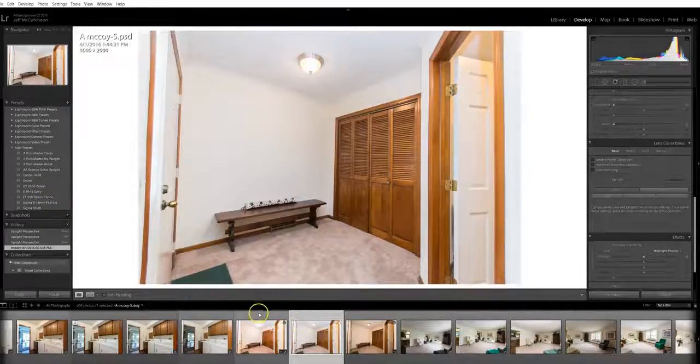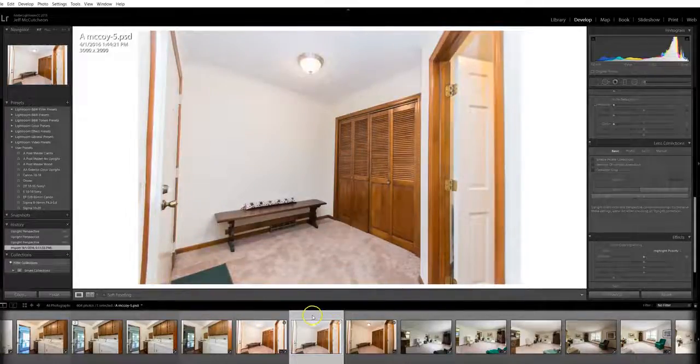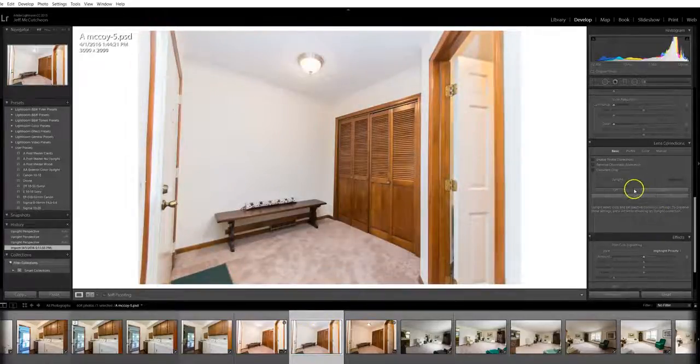So that's why we run lens corrections on the RAW and we run upright mode on the Photoshop files after the batch. And we never stack them together after we do that unless we turn off upright mode. Okay, hope that made sense.